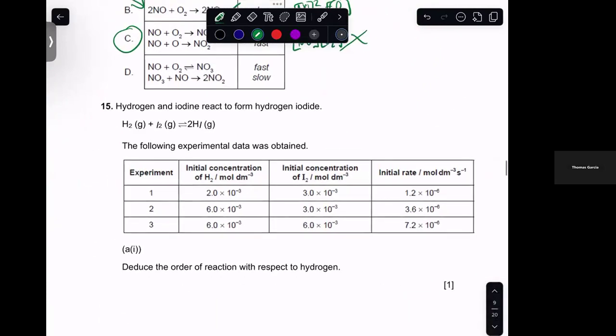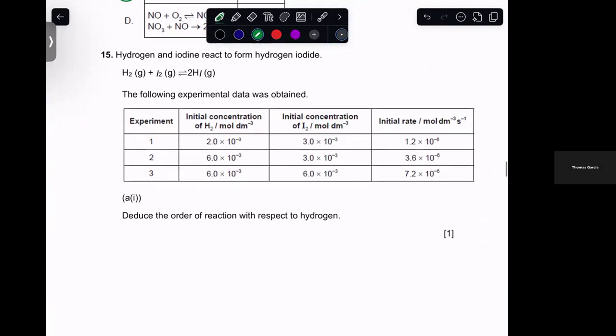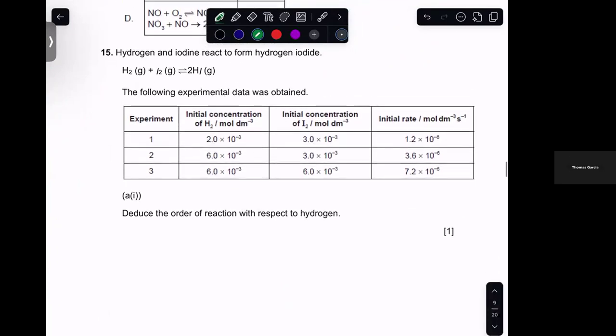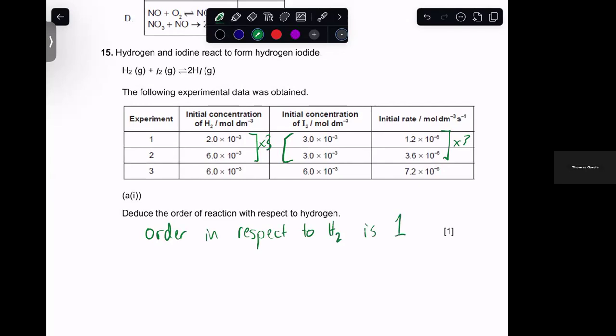15. Hydrogen and iodine react to form hydrogen iodide in this reaction here. The following experimental data was obtained. So what we need to first do is deduce the order of reaction with respect to hydrogen. So what I'm going to do is look at a place where hydrogen changes and iodine does not, and see what happens to the reaction. So in here, hydrogen is tripled. Goes from 2.0 times 10 to the minus third to 6.0 times 10 to the minus third. And I look at the rate is also tripled. So the order with respect to hydrogen is 1. It is first order. You can just say first order. That's probably the easiest way to say it.